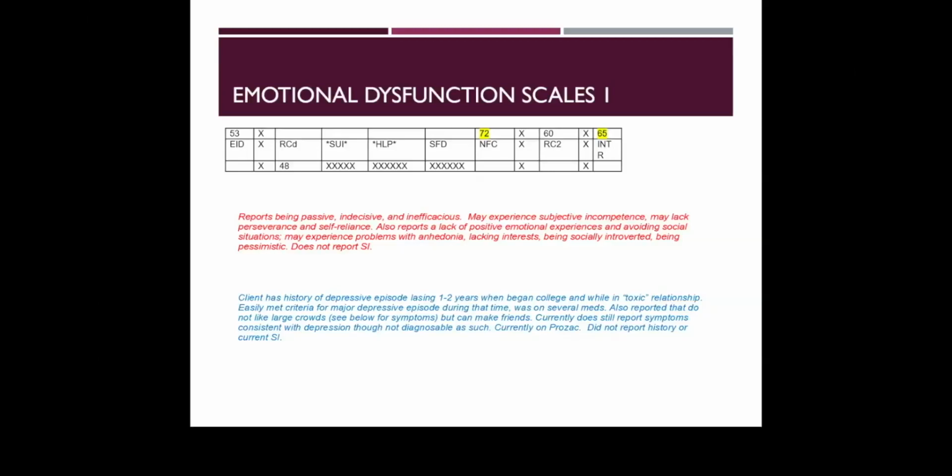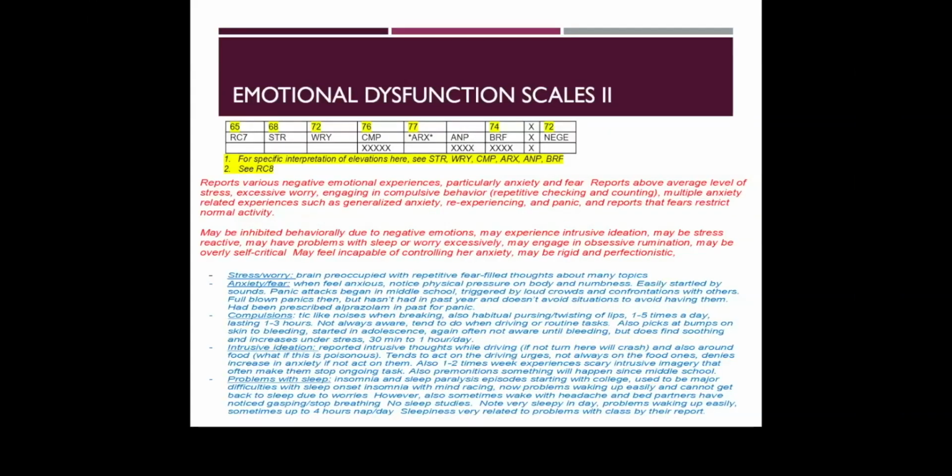Currently they did report symptoms consistent with depression, although not as diagnosable as depression, and were on Prozac. And indeed, consistent with the lack of SUI elevation, they didn't report any history of suicidal ideation or current suicidal ideation. But we do see in the RC7 facets a lot of elevation. And as you can see, that was really the domain for this particular client. So we've got a lot of negative emotion experiences, again, in the interest of time. Obviously, stress worry is up, compulsions are up, anxiety-related symptoms are up, brief restrictive fears are up, MEGI is up, overall RC7 is up.